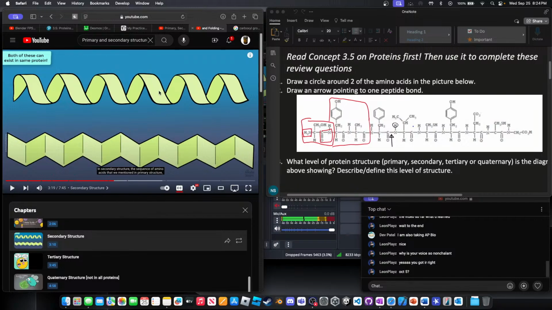This is an alpha helix. This is beta pleated. I have to remember that.